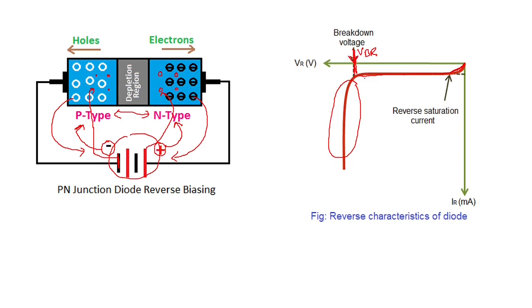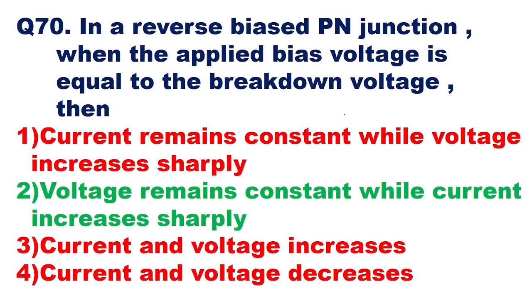That means the voltage applied is remaining constant, whereas the current which is flowing is increasing. So therefore, out of these options, option number 2 will be the right answer, which says that in a reverse biased PN junction, when the applied bias voltage is equal to the breakdown voltage, the voltage remains constant while the current increases sharply.